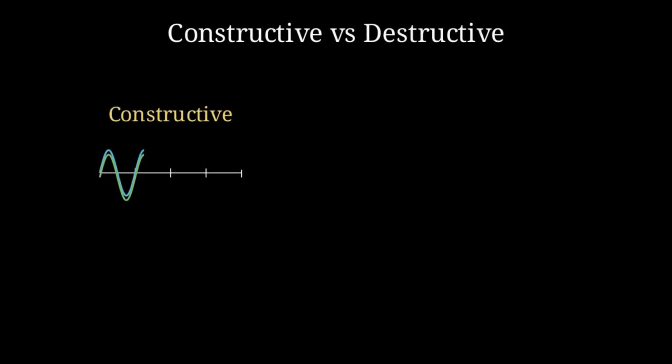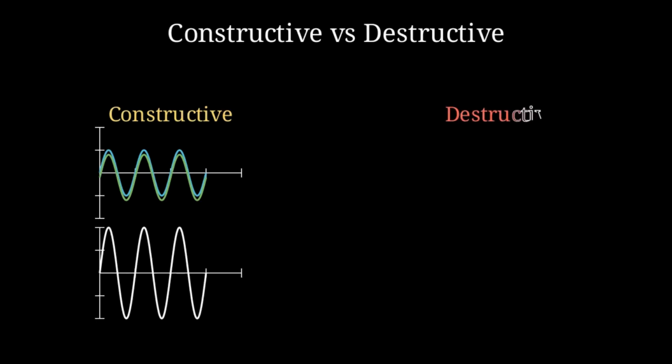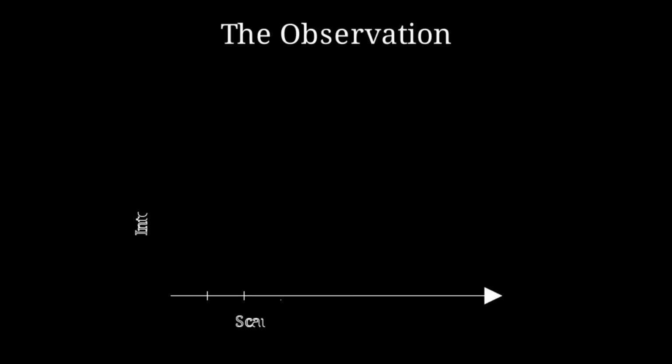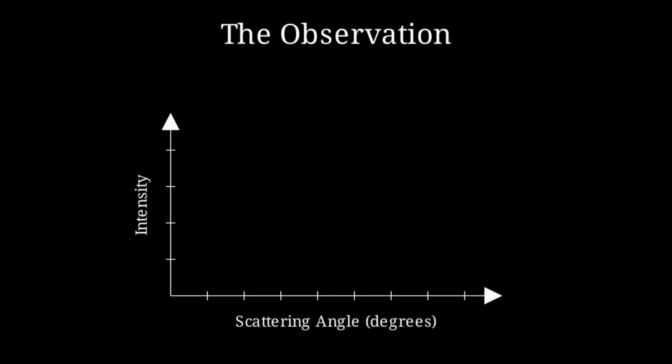If electrons were just particles, they would scatter randomly in all directions. However, if they are waves, they will reinforce each other at certain angles and cancel each other out at others, creating a distinct pattern.